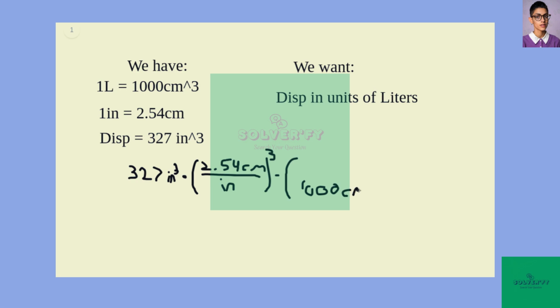Centimeters cubed per 1 liter. Okay? Equals. We're done. So we've gone from inches cubed to centimeters cubed, and then we've gone from centimeters cubed to liters. Okay? And if you crank that through your calculator, you should end up with equals 5.36 liters.